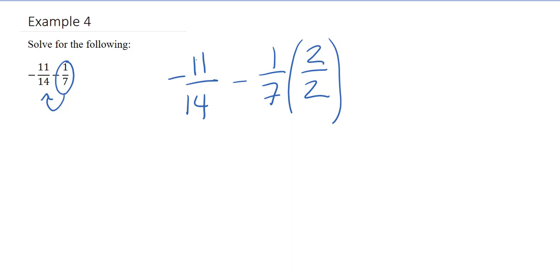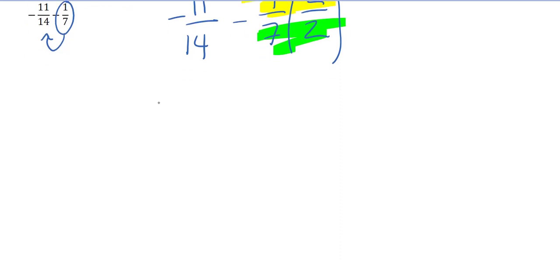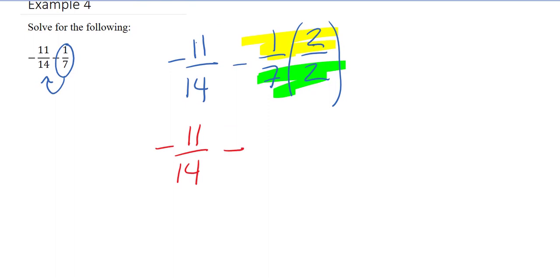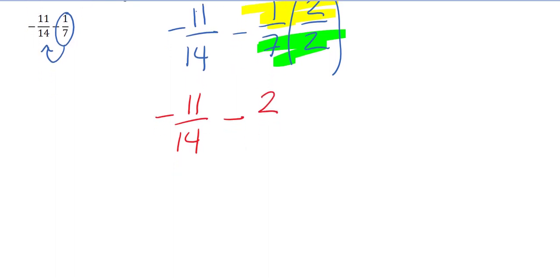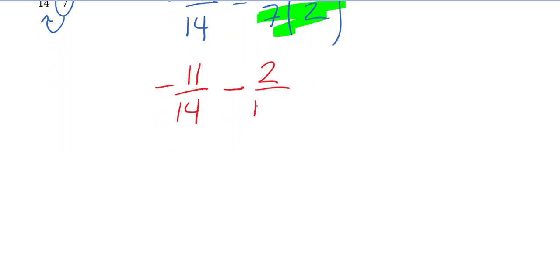And then we go ahead and we're going to multiply these together, and then we'll multiply these together, and then we can go ahead and subtract. So let's go ahead and do that. So we have negative 11 over 14 minus 1 times 2, so that's 2, and then 7 times 2 is 14. So notice we have negative 11 over 14 minus 2 over 14. So essentially, all we're doing is we are going minus 11 minus 2. We're going to keep the denominator, right? So that's the first one.